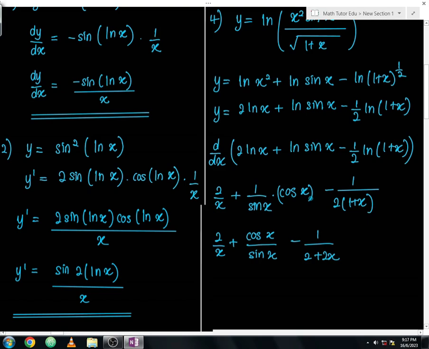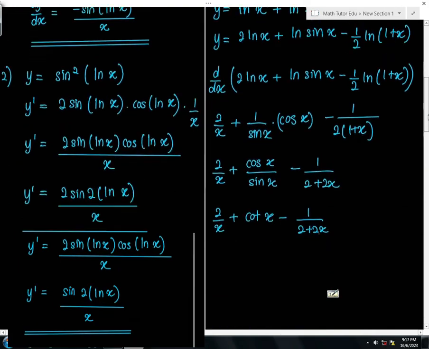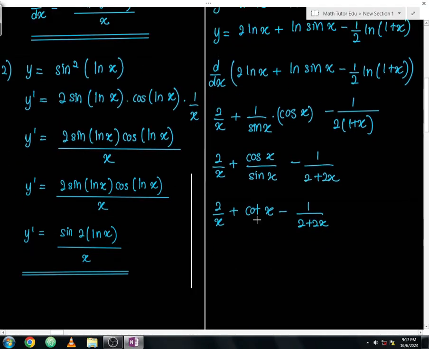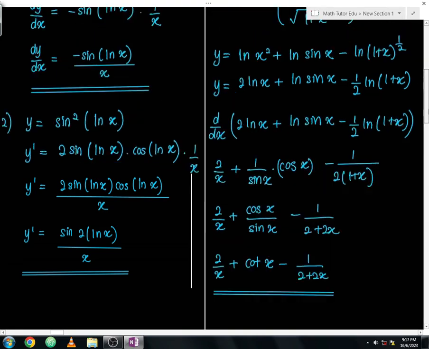So we are very close to our final answer for example number 4. Our answer for example 4 will be 2 over x plus, remember guys, cos x over sin x we can write as cotangent x, minus 1 over 2 plus 2x. So this is your answer for example number 4. I hope you guys are able to follow with me. Okay, so far so good.